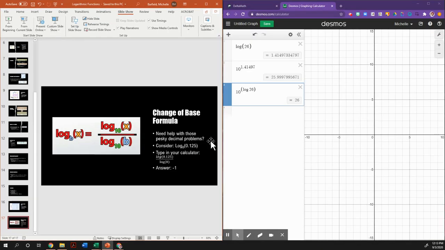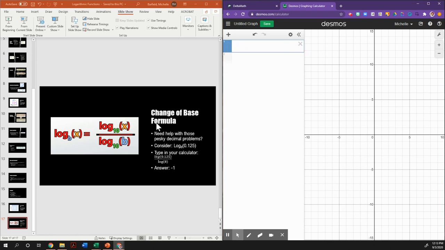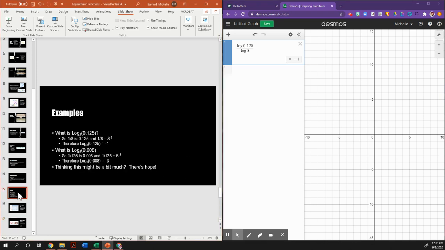All right, so let's bring up Desmos again. Let's delete this out. So you're telling me if I type in log of 0.125 divided by log of 8, I get negative 1. Now let me pull up the slide. Where was it? Let me go right there. See? You see what I highlighted? Right there. Log base 8 of 0.125.